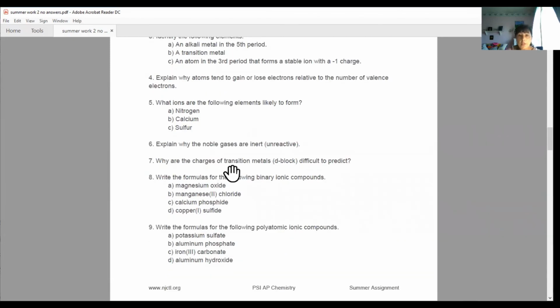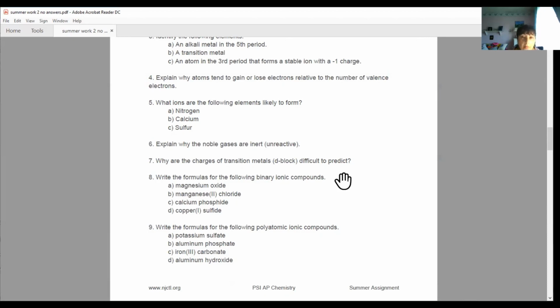Why are the charges of transition metals, d block, difficult to predict? That would be because they can lose 2 electrons from the outermost s, but they also have some d electrons that can be lost as well. So it really depends on how much is the least amount of energy that is going to be absorbed in order for the electrons to be able to jump up and connect with something else.